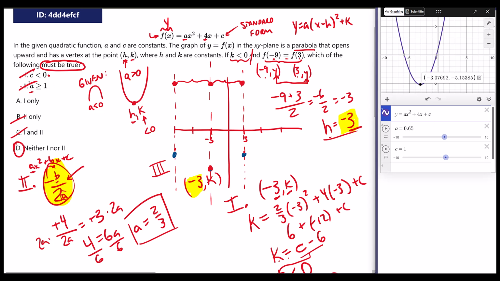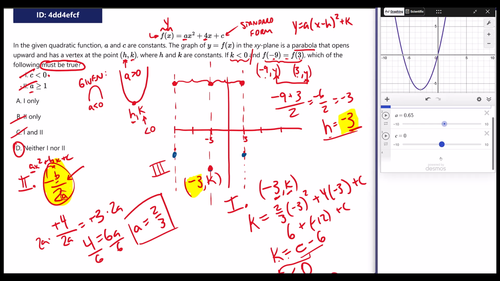Well, there you go. That tells me that Roman numeral 2 is not right. I can see that a has to be some fraction near 0.6, 0.7, which means that a is greater than 1 has to go. That cannot be true. Otherwise, I won't get my vertex at negative 3.